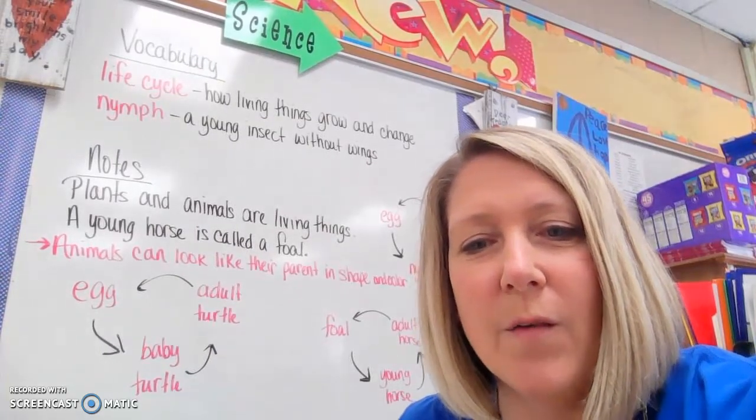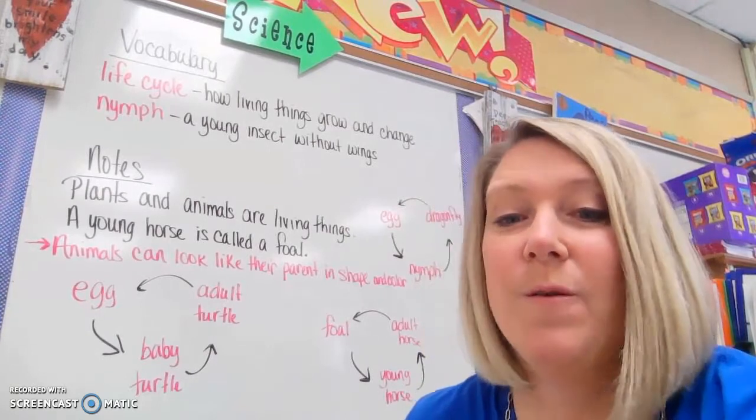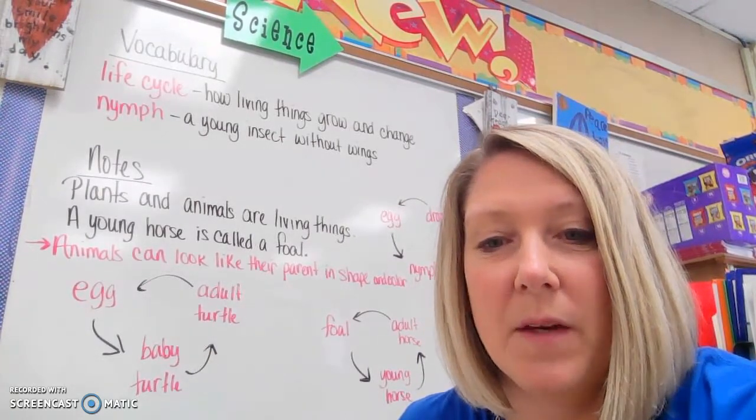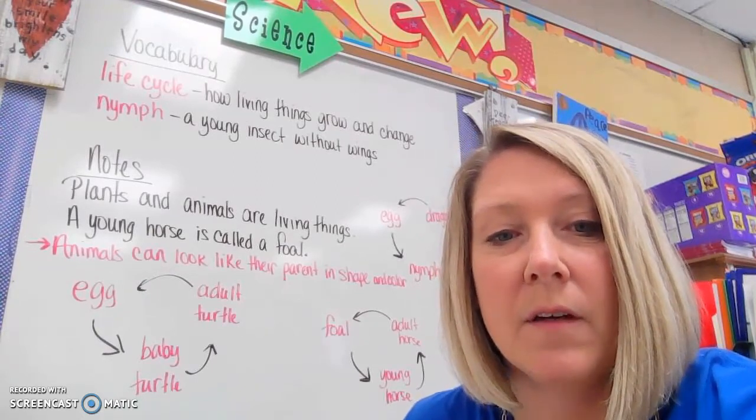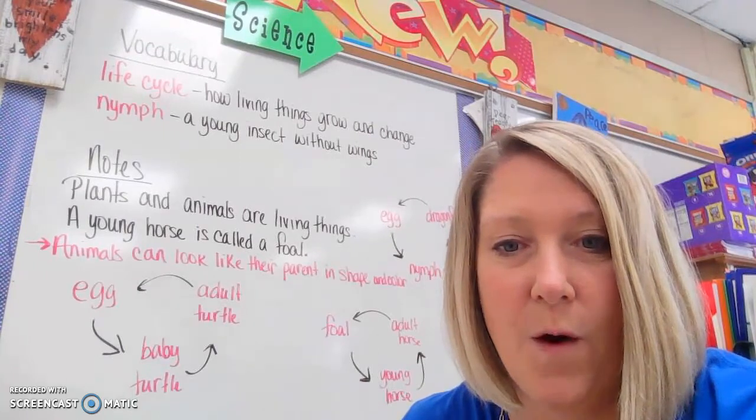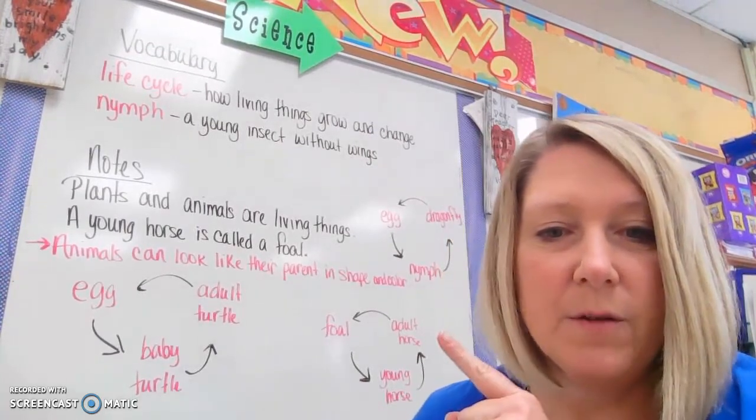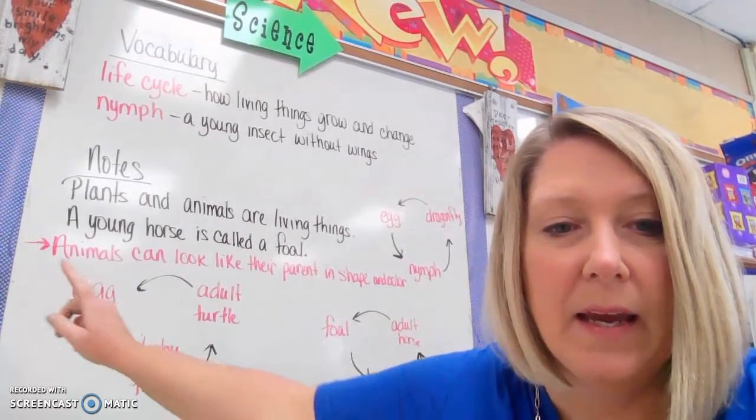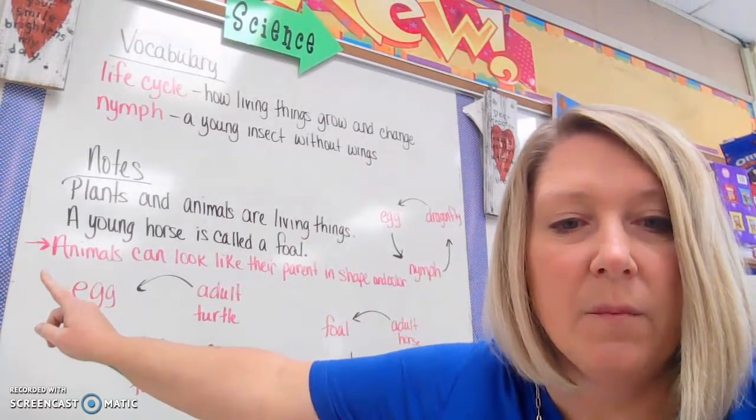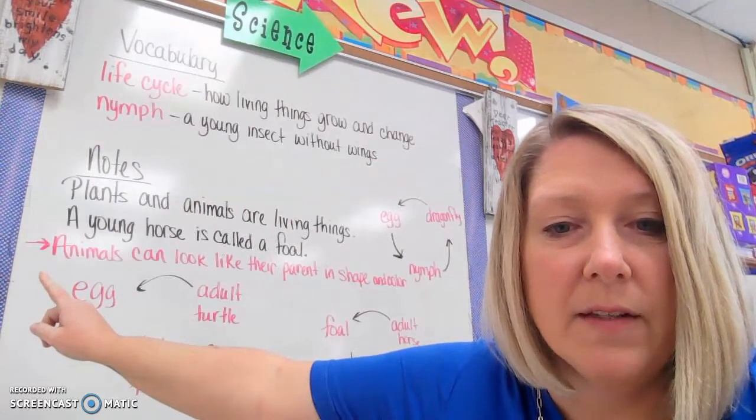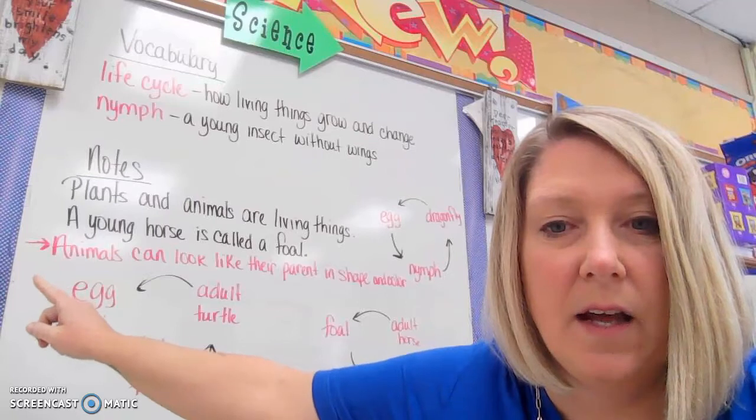I'm here to go over lesson 5 with you in our science that we've been talking about this week. We've been talking about life cycles. Okay, so we've done 4 lessons so far, and I still have the notes on the board, but I've added one more note. You can see by the pink arrow right here from lesson 4. I wrote that animals can look like their parents in shape and color.